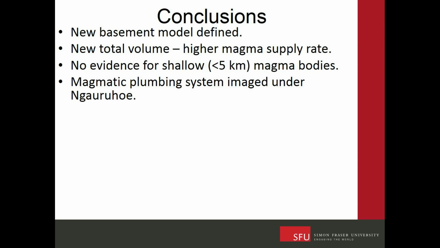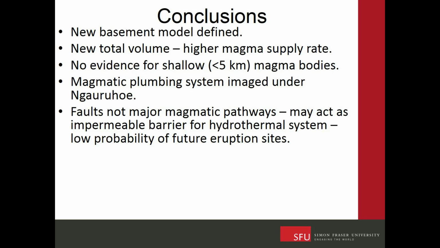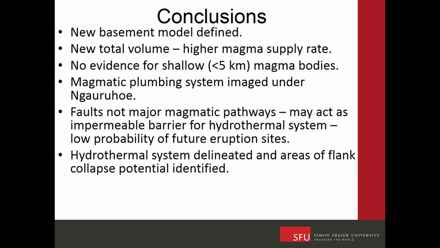There's a magmatic plumbing system imaged under Narahoi from the low density, high susceptibility material. And it doesn't look like the faults are major magmatic pathways, but they might act as impermeable barriers to fluid flow. And they're probably low probabilities for future eruption sites. We've been able to delineate the hydrothermal system in areas of potential flank collapse.